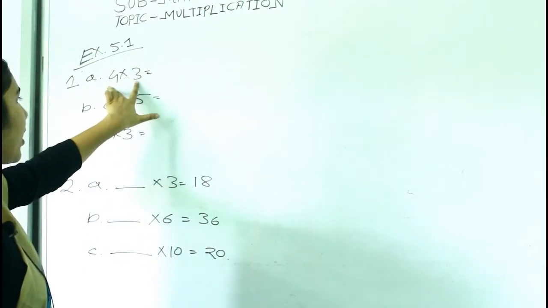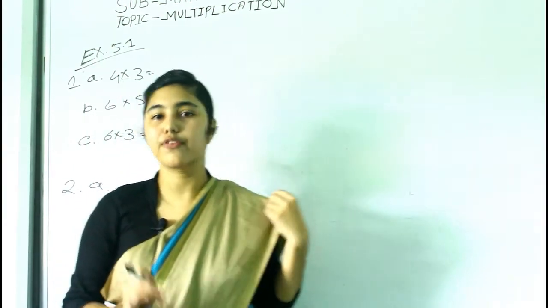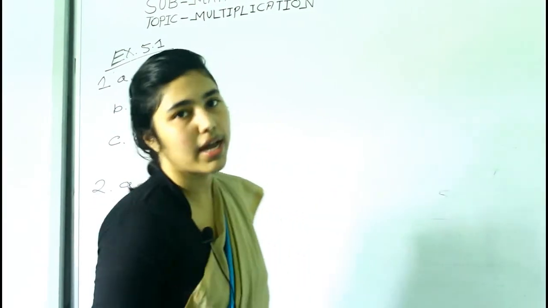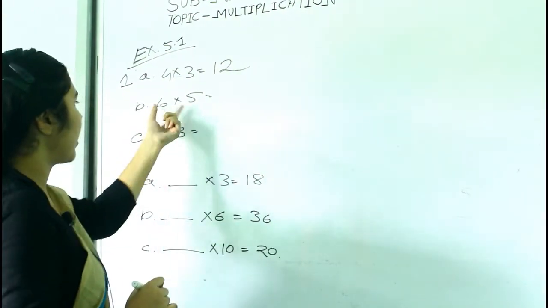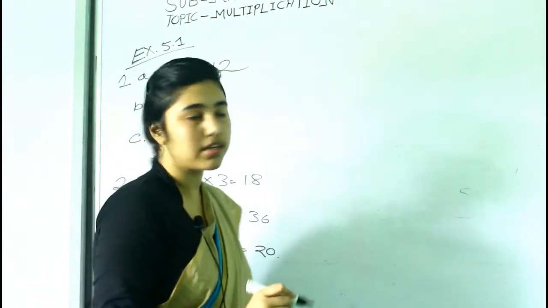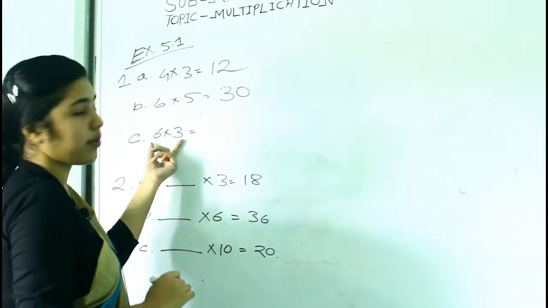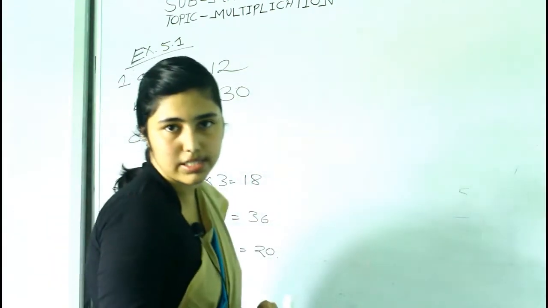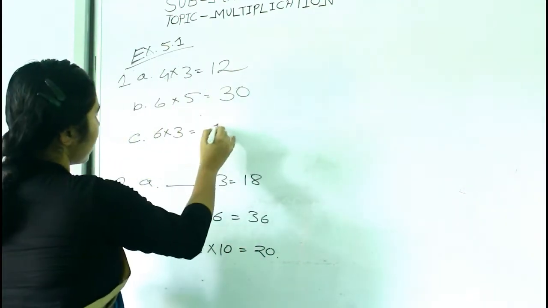Now come to your exercise 5.1. Here we have to find 4 into 3. So from the table of 4 we know that 4 ones are 4, 4 twos are 8 and 4 threes are 12. Again from the table of 6 we know that 6 fives are 30. And next from the table of 6, 6 ones are 6, 6 twos are 12 and 6 threes are 18.